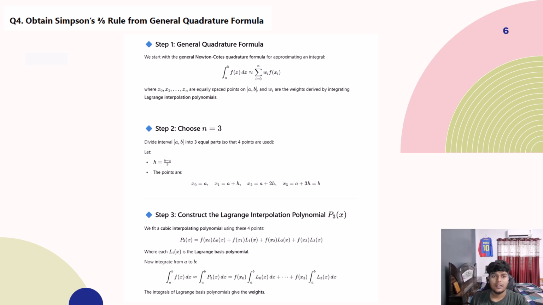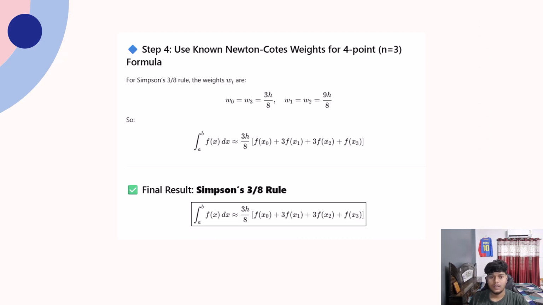To derive this, we integrate each Lagrange basis polynomial Li(x) over [a, b]. After computing the integrals, which I have detailed in my slides, the weights simplify to 1, 3, 3, 1, and the factor 3h by 8 comes from the normalization over the interval. This gives Simpson's 3/8 rule, which is more accurate than the one-third rule for certain functions because it uses a higher degree polynomial. Here you can see the full derivation of Simpson's 3/8 rule. Moving to our next question.